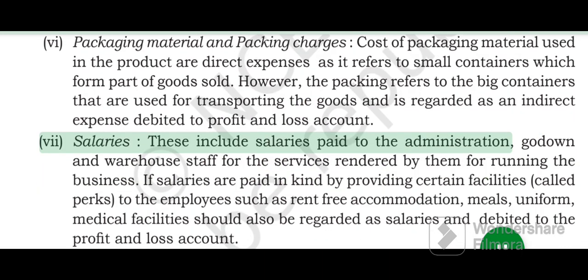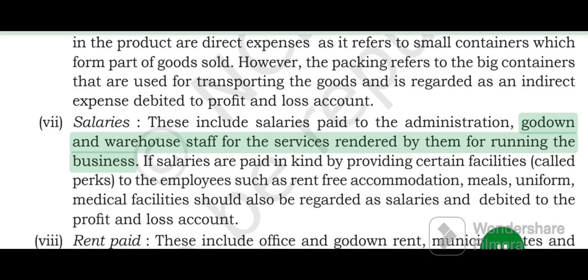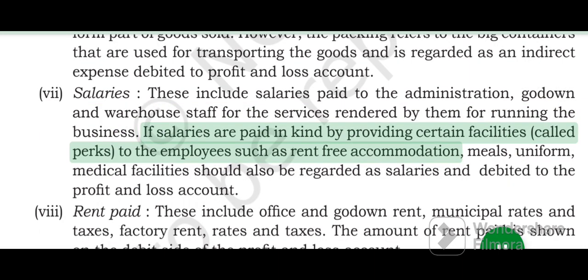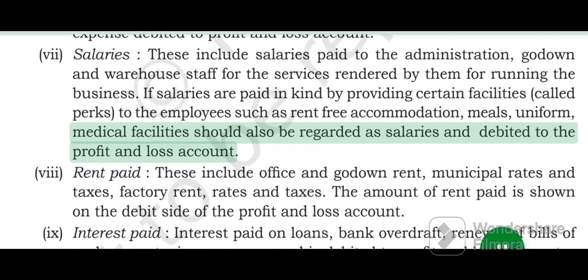VII. Salaries. These include salaries paid to the administration, godown and warehouse staff for the services rendered by them for running the business. If salaries are paid in kind by providing certain facilities, called perks, to the employees such as rent-free accommodation, meals, uniform, medical facilities, these should also be regarded as salaries and debited to the profit and loss account.